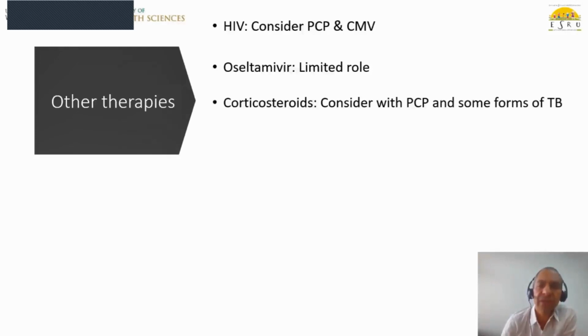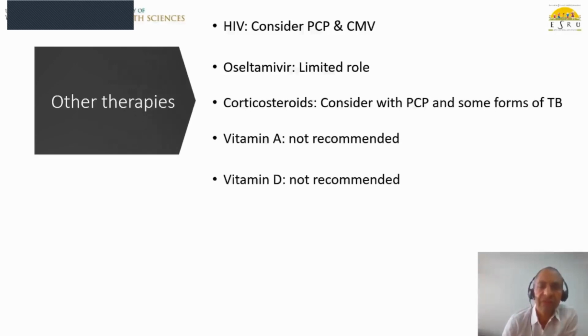Corticosteroids can be considered when PCP is being treated and with some forms of TB, but are certainly not routinely recommended for children with other forms of community-acquired pneumonia. Vitamin A as part of treatment is not recommended. Vitamin D similarly as part of treatment is not recommended.